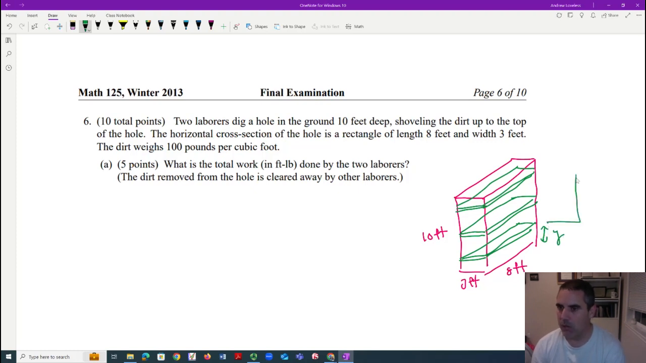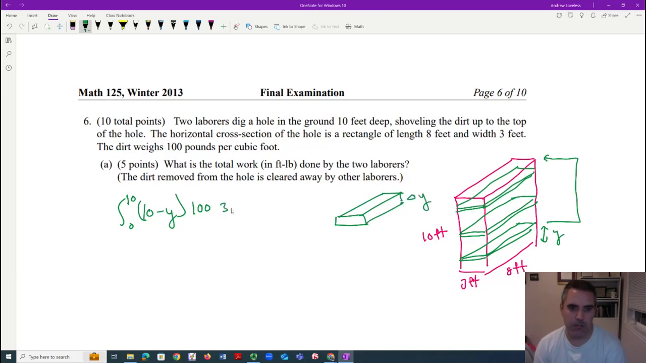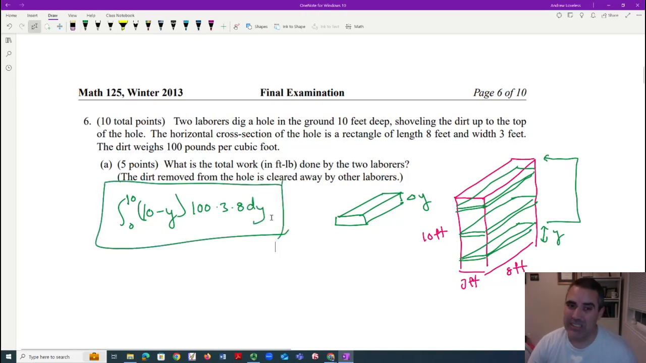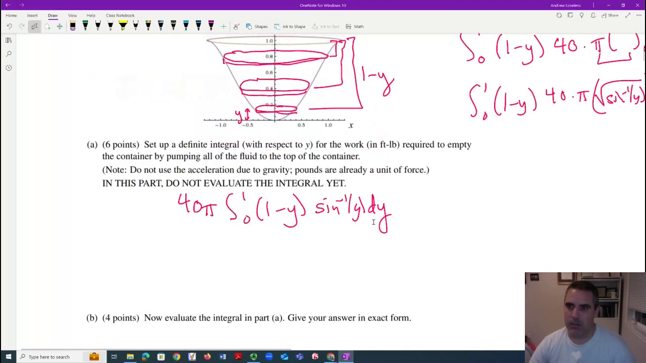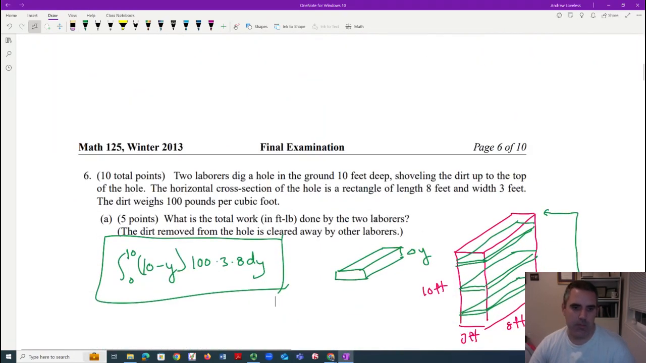So the two questions are, how far do you lift it to get it to the top? That's going to be 10 minus y. We're integrating from 0 to 10. And then how much does it weigh? Well, it's 100 pounds times the volume of this thing, which is going to be 8 times 3. So 3 times 8 dy. Done. It's fast. So look at the last one. Area of a cross section times the density times the distance lifted.